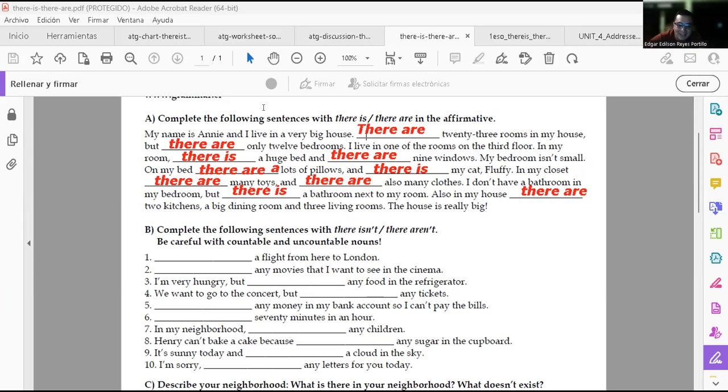In my closet, there are many toys. And there are also many clothes. I don't have a bathroom in my bedroom, but there is a bathroom next to my room. Also in my house, there are 2 kitchens, a big dining room and 3 living rooms. The house is really small. Small, okay, excellent. Let's see, Dora, please read the paragraph.